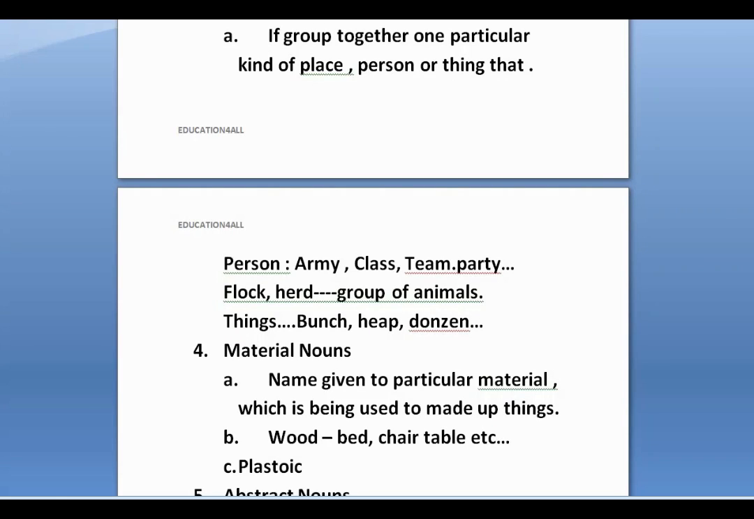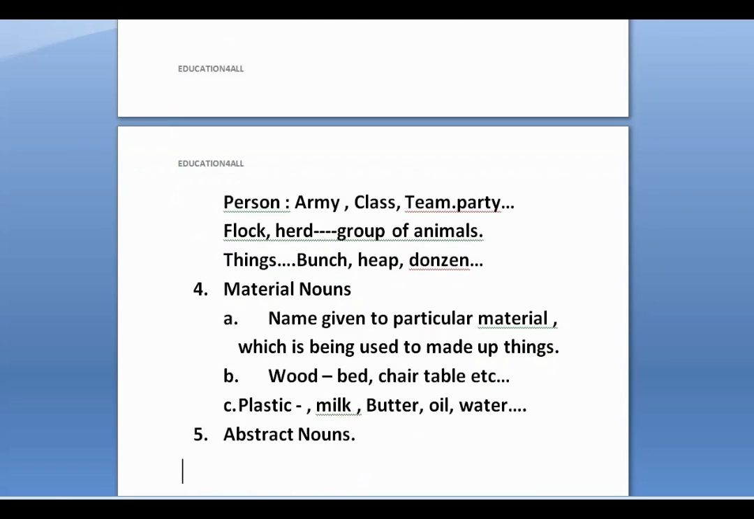Similarly, plastic, we use it for making chair, table, many other things, or plastic jug, etc. Right? So we can take that example as well. We can also think of milk. That is also a material noun because milk is used to make many things, right? Similarly, butter, right? Oil, water. You can take many more examples and do the exercise. For all these materials, you just need to think whether we are using that particular material to make up anything which we can use. So that comes under material noun. I hope you have understood the first categorization of noun, which have a material body and which occupy space.